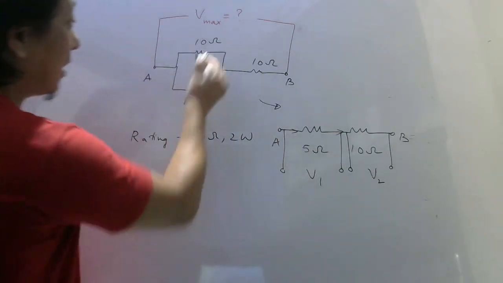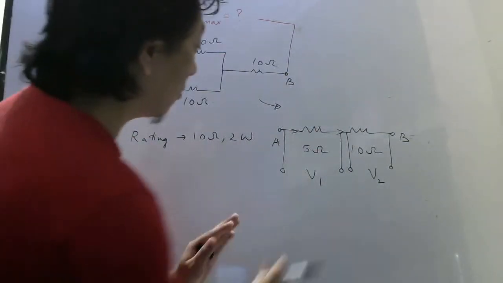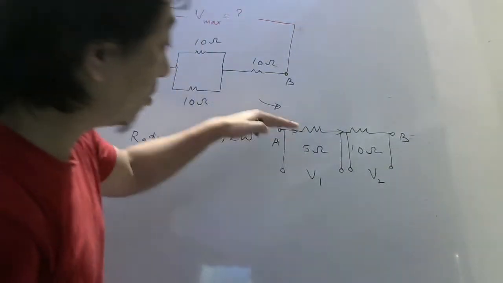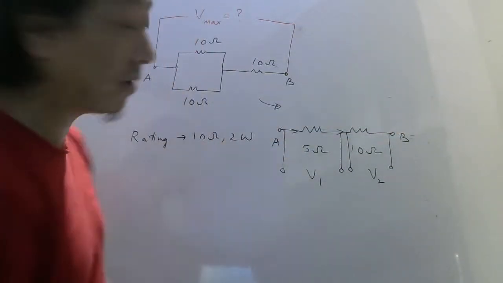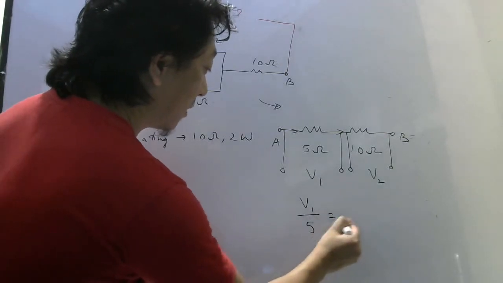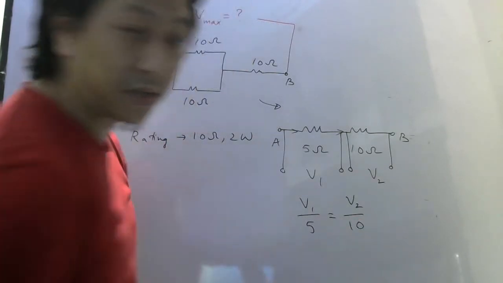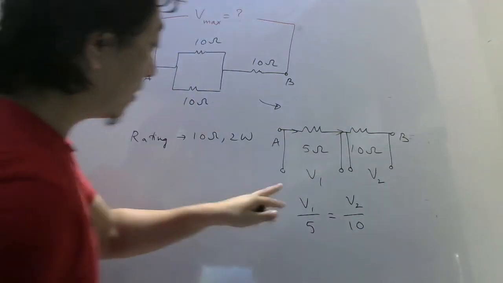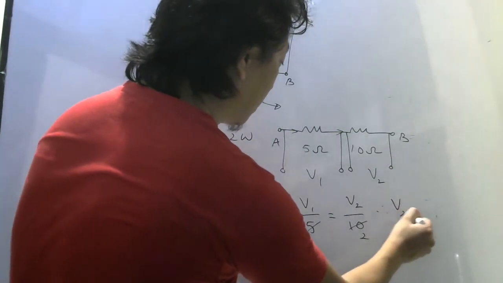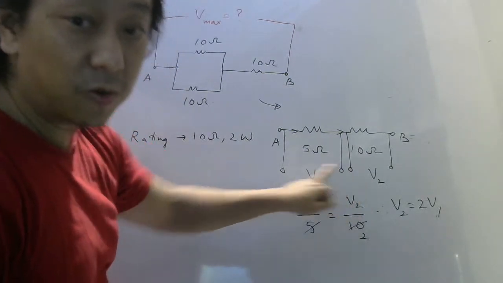So first what I did, I found the equivalent of these two so that it looks simpler. Now you know that there has to be some definite relation between V1 and V2. Why? Because it is in series. In series, current must be the same. So current here will be what? V1 by R. Current here will be what? V2 by R. Right? Current is voltage by resistance. So that means what is the relation? 5 twos are 10. So therefore V2 must be twice of V1. So voltage here must be twice of V1. Keep that in mind.